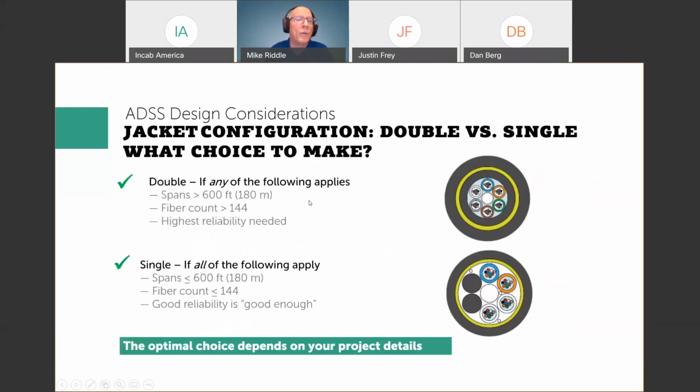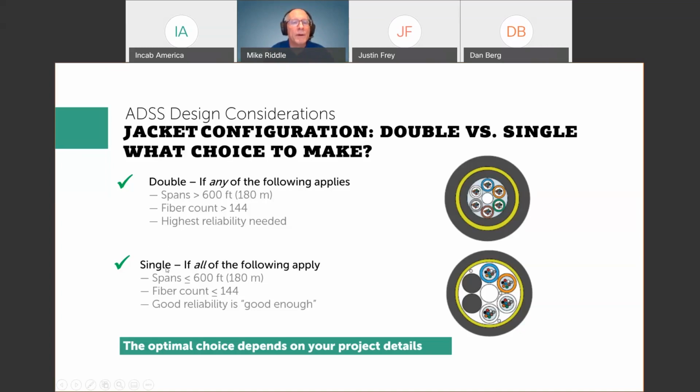So we've talked about what they are. What choice should you make? Double jacket design you should use if any of the following applies. If your spans are more than 600 feet, I recommend a double jacket design. I know a single jacket could maybe do 650, but I prefer to have a little bit of a margin for error. If your fiber count goes above 144, again, I definitely think you need to go to a double jacket design. And if you're concerned about long-term reliability, it's an absolute must-stay-in-service cable, then I think the double jacket design is the right choice.